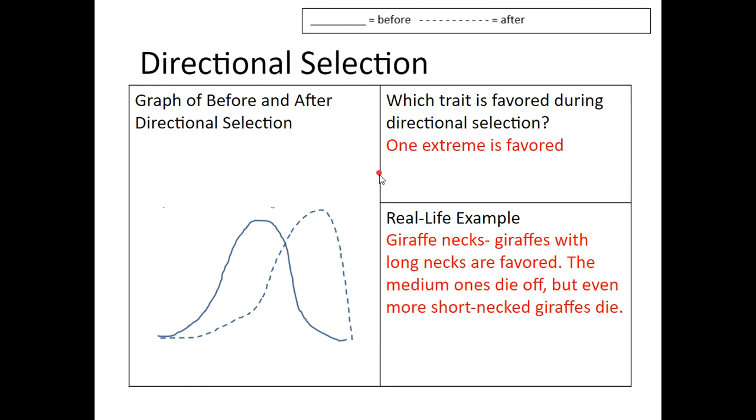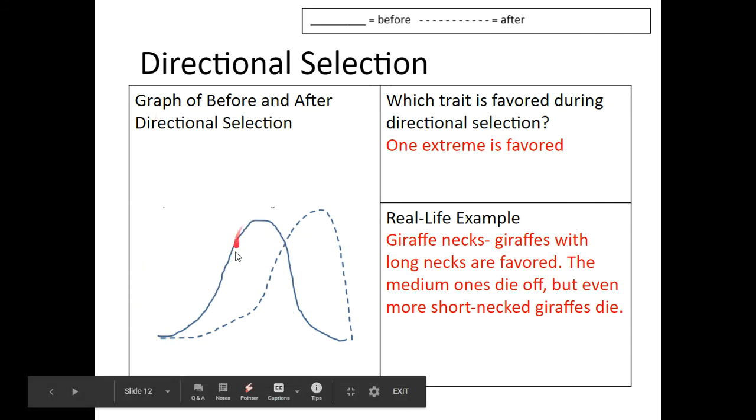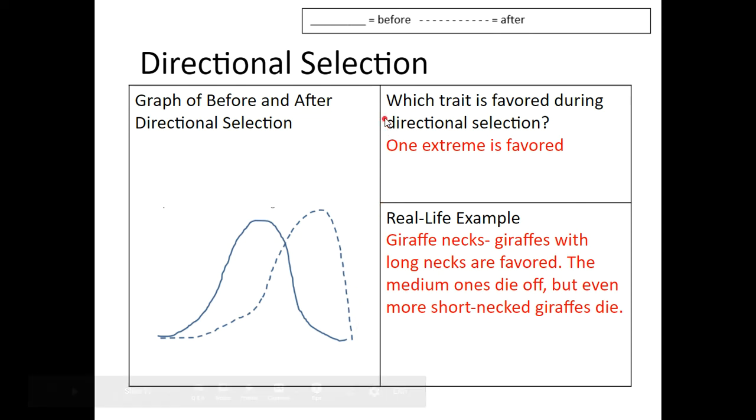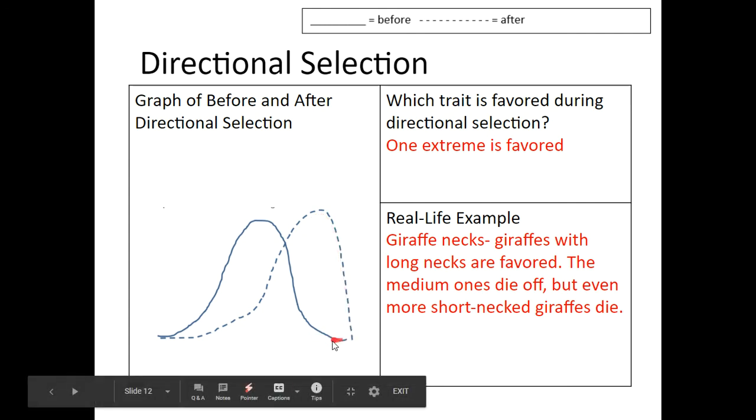Our third type of natural selection is called directional selection. So again, for my graph, I'm going to draw the same before line, right here. This is my before line. And then my dotted line is my after. And so here's my after. So this is basically after directional selection has taken place. So in this type of natural selection, the trait that's being favored is one of the extremes. So in this graph, I'm favoring this extreme over here.